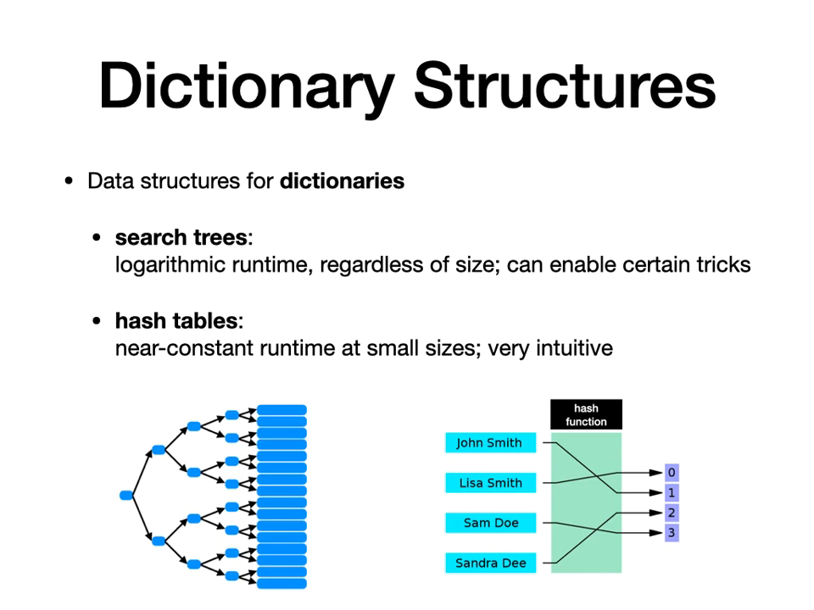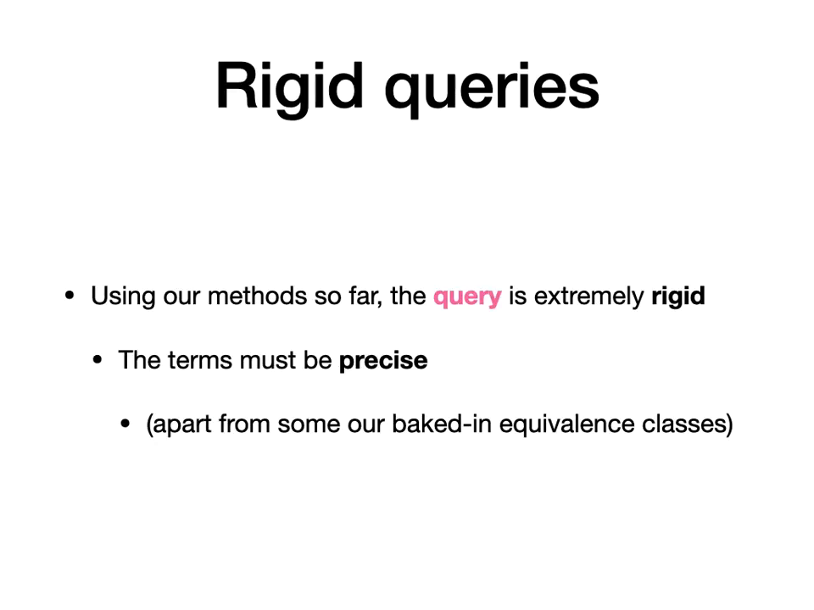So today we're going to talk about tolerant input. It's this idea of allowing the user to input things that aren't exactly a specific search query. So that's where we'll start. So far, all of our queries are very rigid. The way that we have to specify them, the way that we process them, the terms have to be precise.